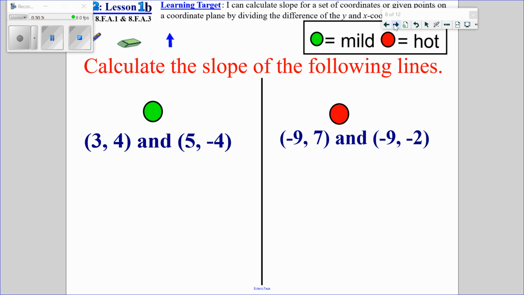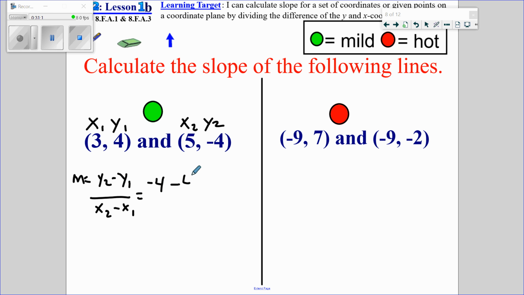Let's try another one. Calculate the slope of the following lines. So here we go. The formula is not there, so we should write it for ourselves. So I have to write m equals y2 minus y1 over x2 minus x1. First thing you do is label your points, x1, y1, x2, y2. So y2 is negative 4 minus 4 over x2 is 5, minus x1, which is 3. Negative 4 minus 4 is negative 8. 5 minus 3 is 2. Negative 8 divided by 2 gives you negative 4 over 1, and m equals negative 4.